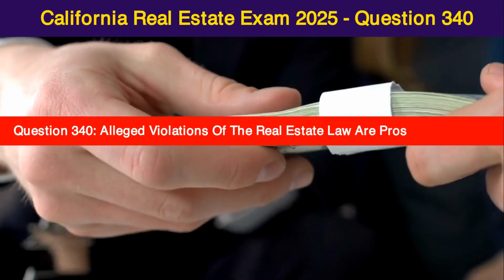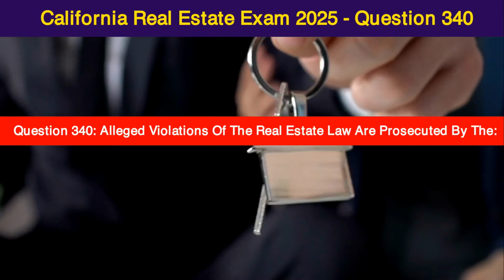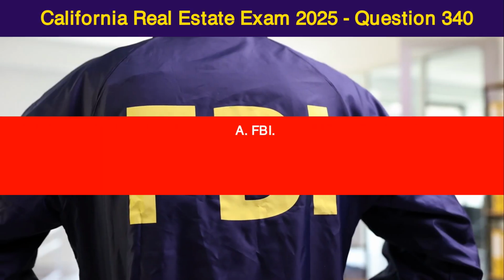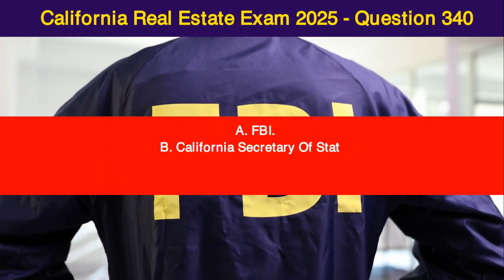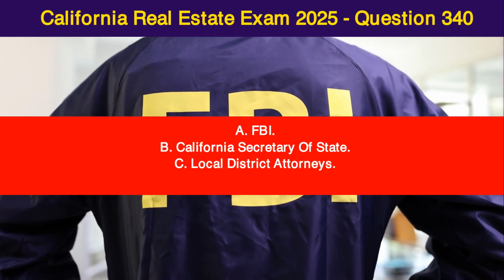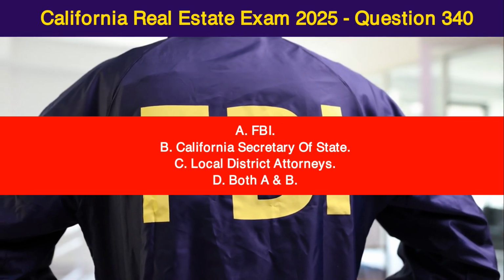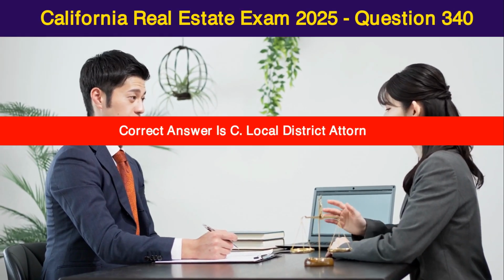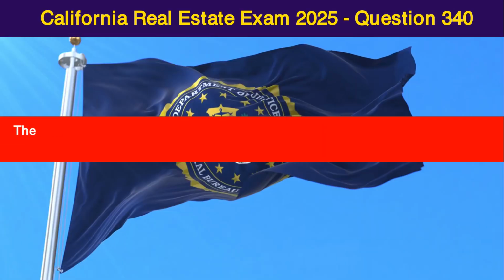Question 340. Alleged violations of the real estate law are prosecuted by the: A. FBI, B. California Secretary of State, C. Local district attorneys, D. Both A and B. Correct answer is C. Local district attorneys.